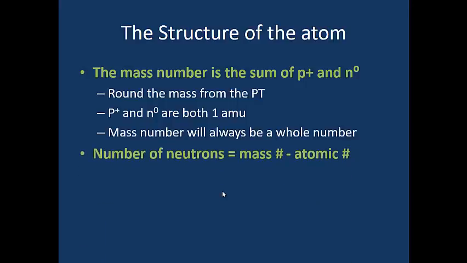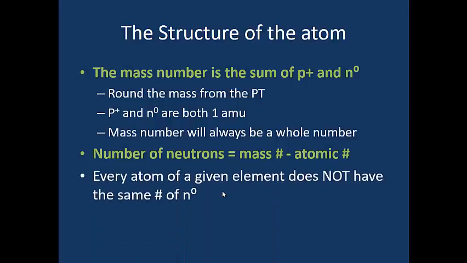So if we are trying to find the number of neutrons, then we can just work our way backwards. We can take the mass number minus the atomic number. And remember that every atom of an element does not always have the same number of neutrons. The number of neutrons can change, but that won't change what element you have.